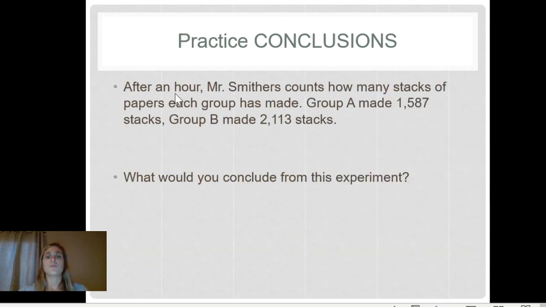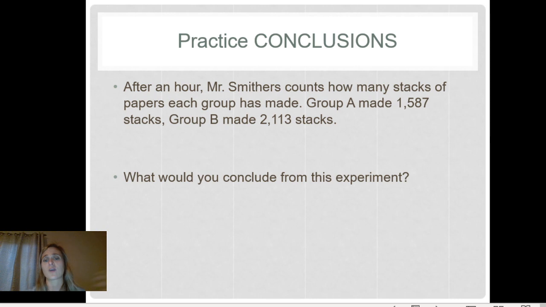All right, so this is a practice conclusion. After an hour, Mr. Smithers counts how many stacks of papers each group has made. Remember, this goes back to group A and group B. One had the special juice, one didn't. Group A was the experimental group, and they had the special juice, so they had the independent variable. And group B was a control group, no juice, okay? Group A made 1,587, and group B made 2,113 stacks.